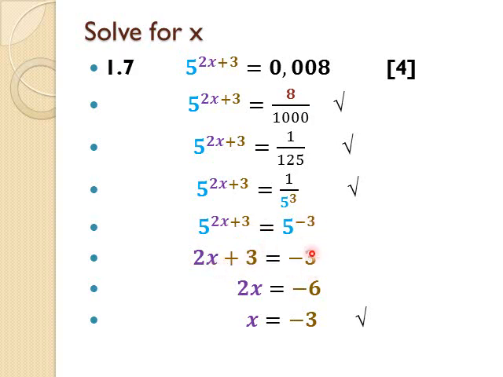If I take 3 over, positive 3 becomes negative 3. So negative 3 minus 3 gives me negative 6, and I have 2x equal negative 6. Negative 6 divided by 2 gives me negative 3, so x equal negative 3. So there, my third mark was for writing that in exponential form, and my fourth mark for the final answer.